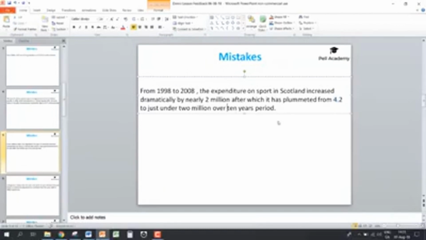Over the next 10-year period. So as part of a noun phrase, whenever you say the length of time as a part of a noun phrase, you need the hyphen here. So over the next 10-year period.